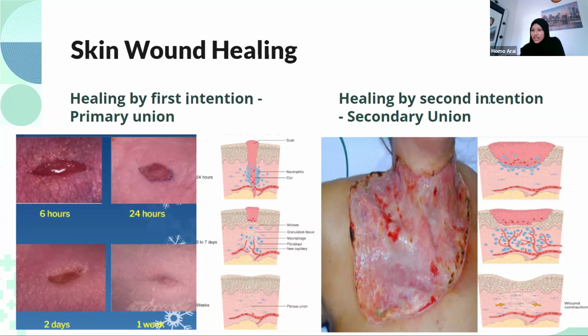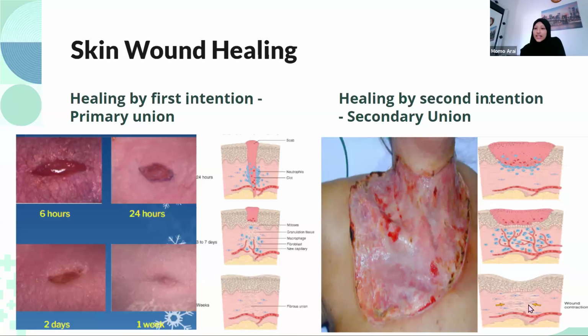Healing by second intention or secondary union, you'll see a bigger scar, bigger injury, more cells. Healing is very, very slow. You have more blood vessels and a larger area of fibrosis, with wound contraction. That's the other difference. So a large area of fibrosis, with the small arrows showing you wound contraction.